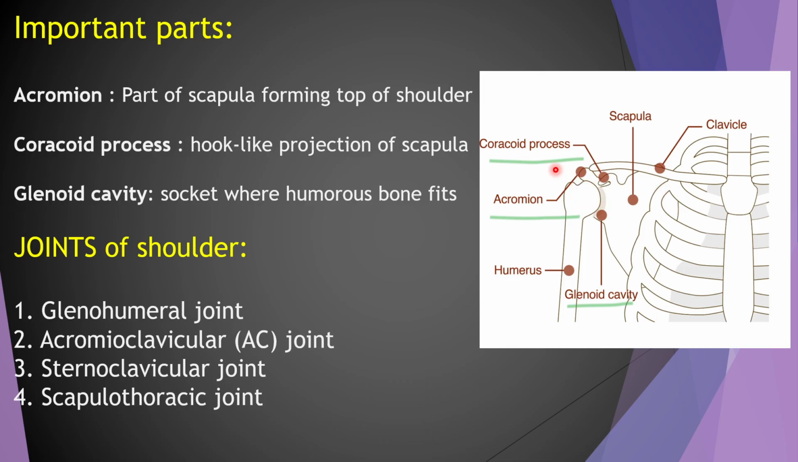Now the coracoid process. This is the hook-like structure of the scapula, known as the coracoid process. And the third one is the glenoid cavity. Here is the socket where the humerus bone fits. So these are the important parts. Now the joints of the shoulder. There are four joints: the glenohumeral joint, acromioclavicular joint, sternoclavicular joint, and scapulothoracic joint.